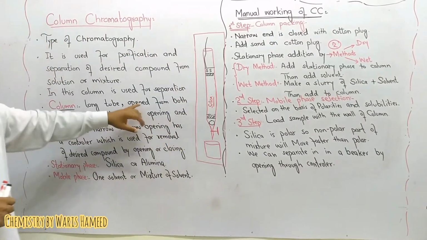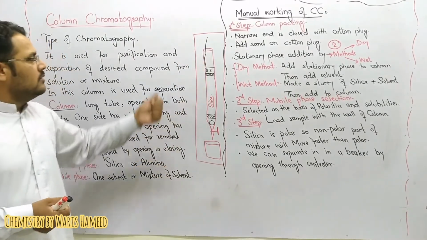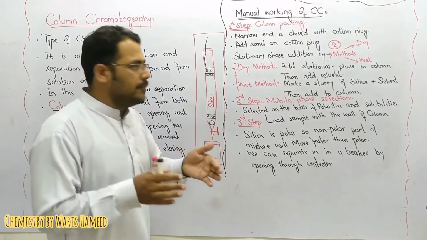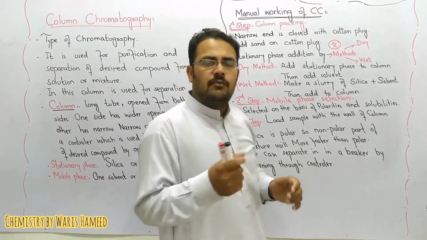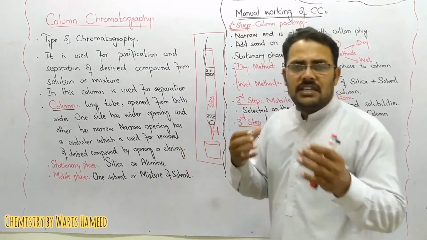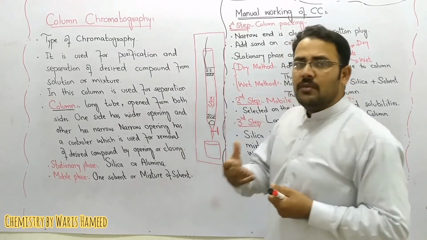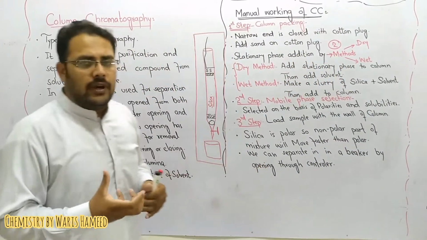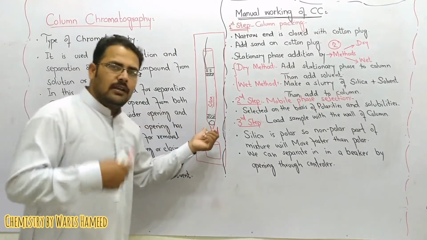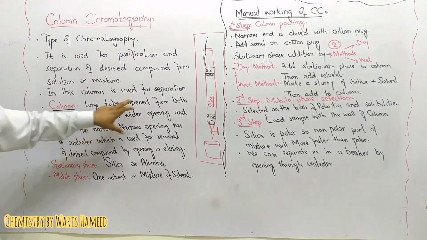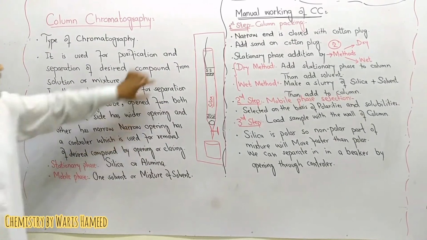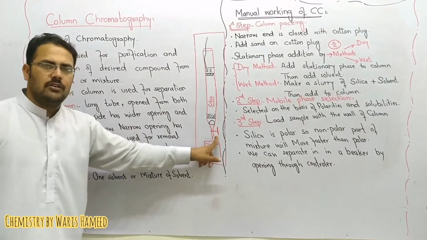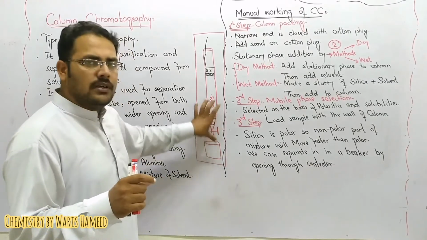It is actually a long tube, and both its sides are open. The upper side has a wider opening, and the lower end has a narrow opening. The upper opening is used for insertion. We add different components, like stationary phase and other supporting material, through this opening. And the lower opening is used for the removal of our desired components, the separated components that were in the mixture. The narrow opening has a controller, and this controller is used for the removal of desired components.